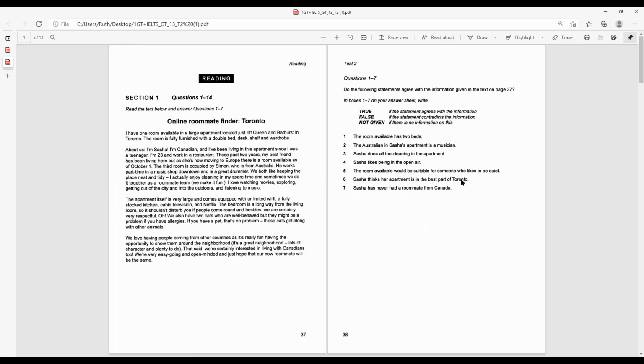What's the answer? Not given. Not given. She doesn't think anything, or we don't know if she thinks that way. Then Sasha has never had a roommate from Canada. What's the answer? Not given. So she likes to have a roommate. I mean, they prefer Canadians as their roommates, but we don't know if they've had one or not.